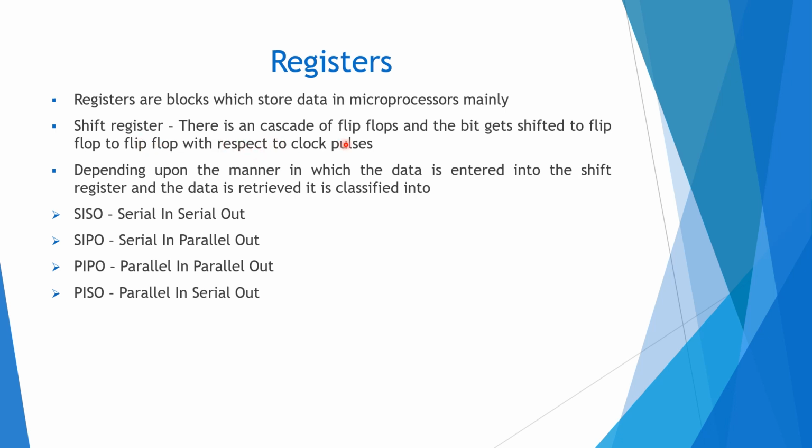There's a cascade of flip-flops, and the bit gets shifted from flip-flop to flip-flop with respect to clock pulses. That is a shift register. The binary value gets shifted by one flip-flop to another with respect to clock pulses. Depending upon the manner in which the data is entered into the shift register and retrieved, it can be classified into four types. First, serial in, serial out. Second, serial in, parallel out. Third, parallel in, parallel out. And fourth, parallel in, serial out.